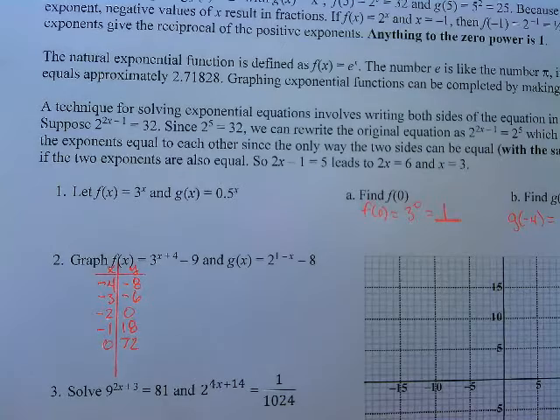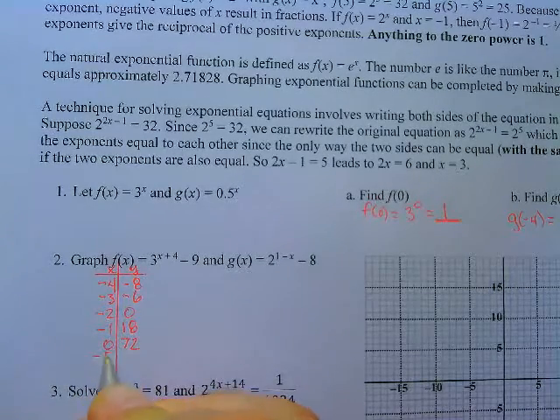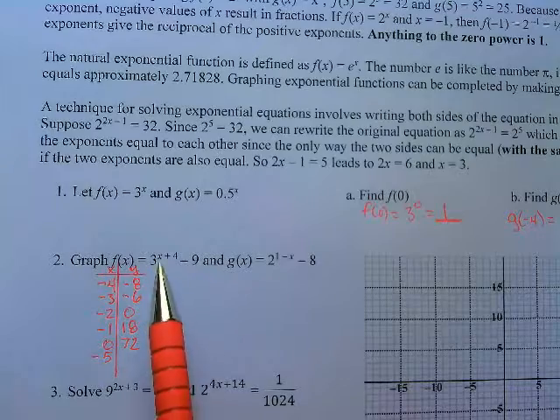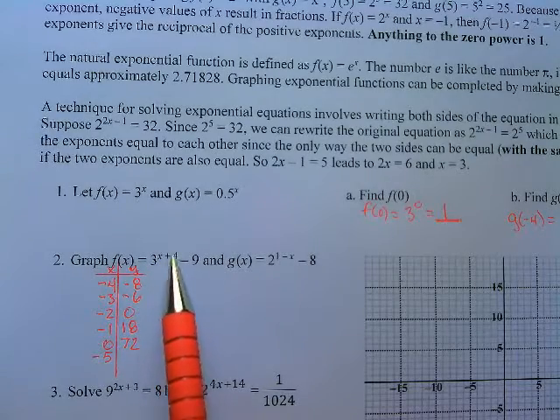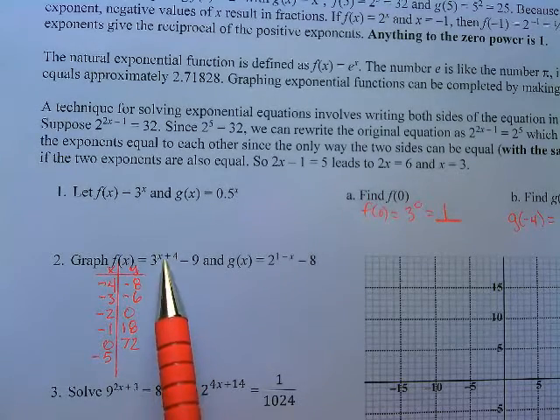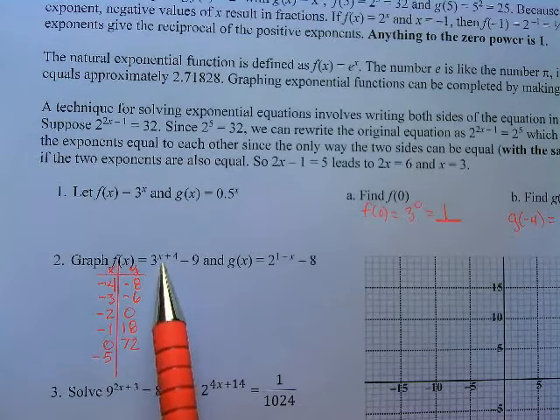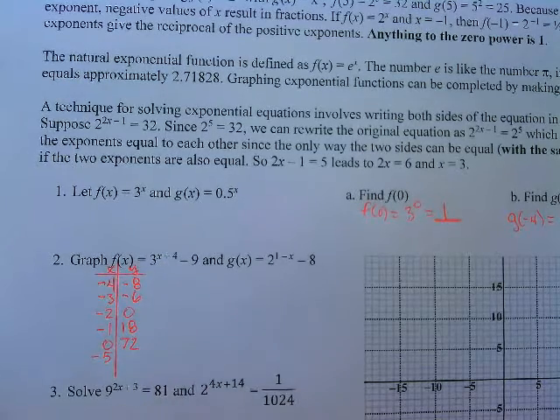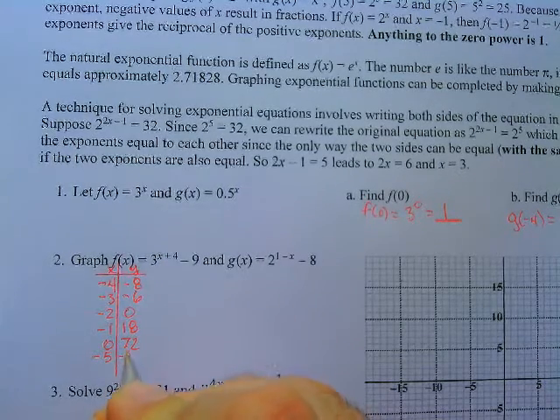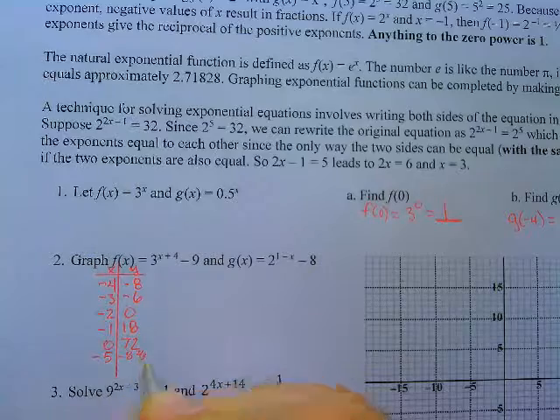Now, if I want to look at numbers less than -4, so for instance, -5, so that would be 3 to the -5 plus 4, which would be -1. 3 to the -1 is 1/3. 1/3 minus 9 would be -8 and 2/3.